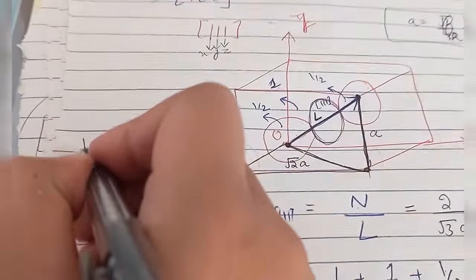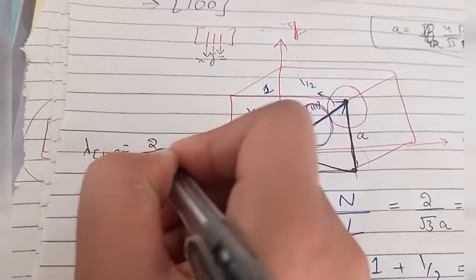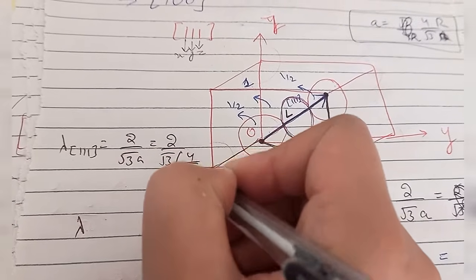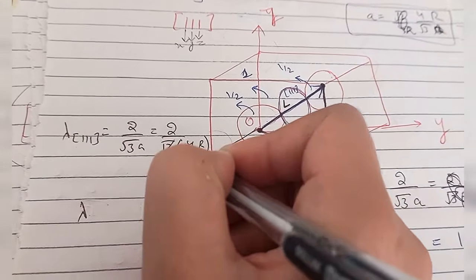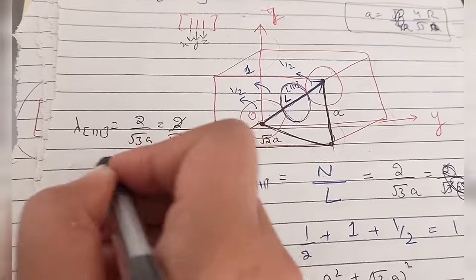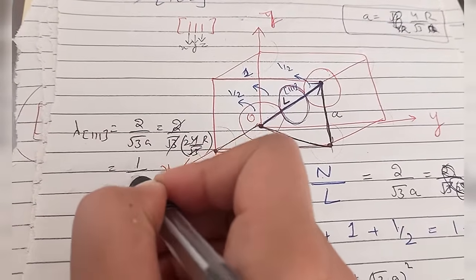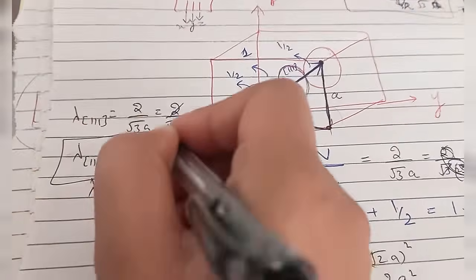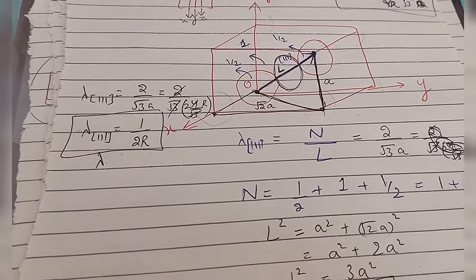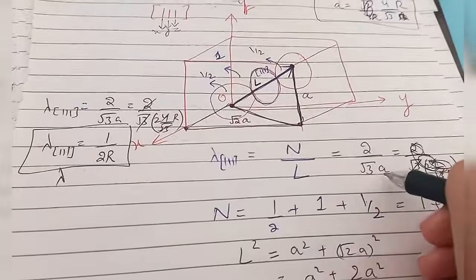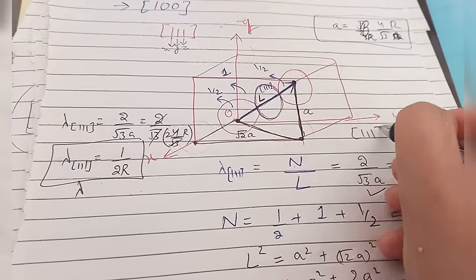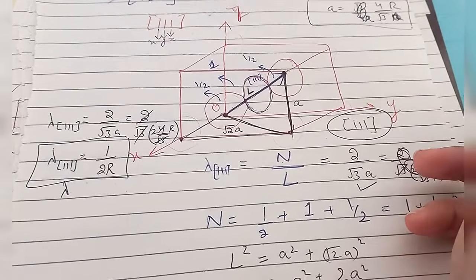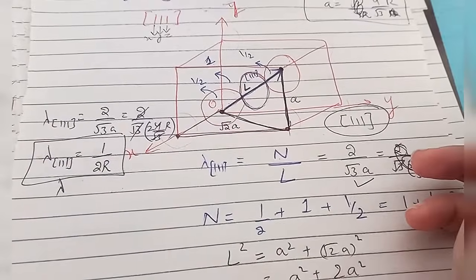So putting the value, a is equal to 4 by under root 3 capital R. So under root 3 cancels out. 2 ones are 2, and 2 2s are 4. This 2 cancels out, so we are left with 1 over 2 capital R as the linear density. So this is the linear density in terms of the atomic radius, and the earlier one is the linear density in terms of lattice parameter in the 111 direction. So we have successfully found the linear densities in 3 directions for the BCC crystal system.